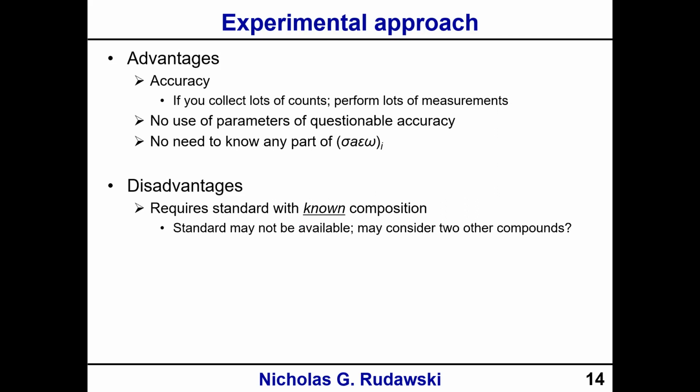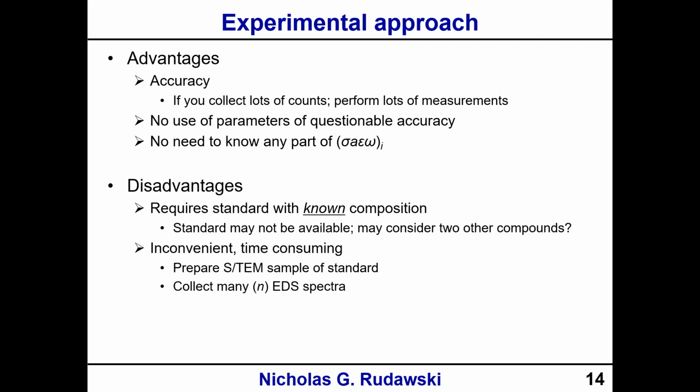We need a standard with a known composition, and maybe this isn't possible depending on your material. But of course, as we saw, if we have 2 other materials, we could potentially use those to reverse calculate the sensitivity factor that we're trying to get. And this is obviously very inconvenient. So you have to first make a sample of a standard. Maybe that's easy if you have nanoparticles for your standard. If you're talking about a lamella, well, that's a pain, because you have to FIB out a lamella.